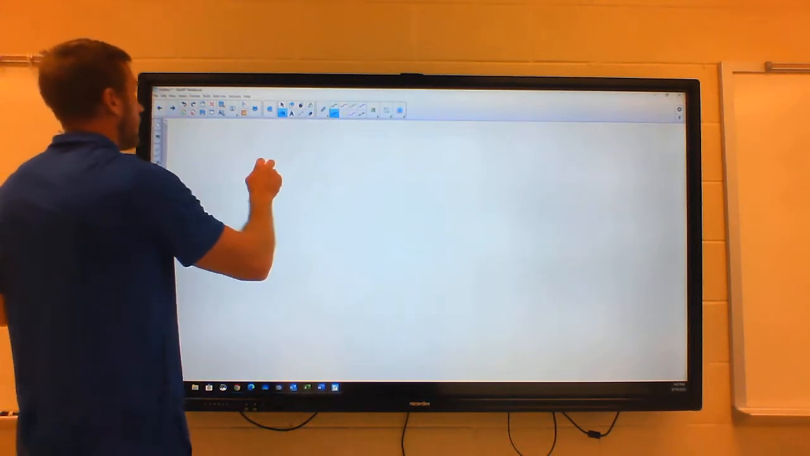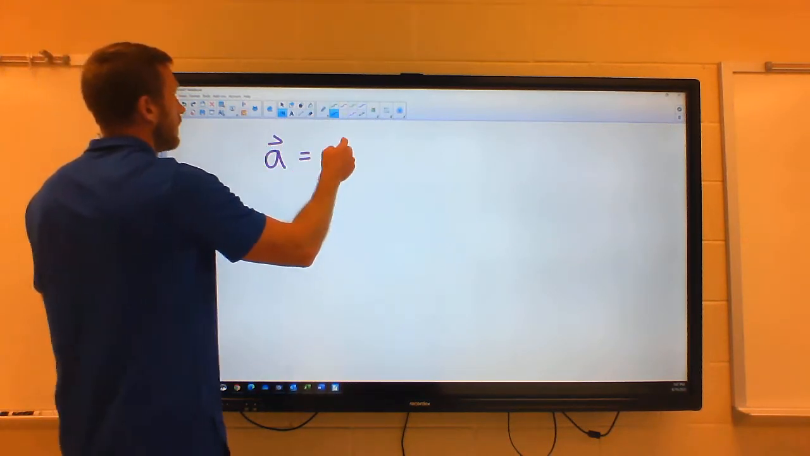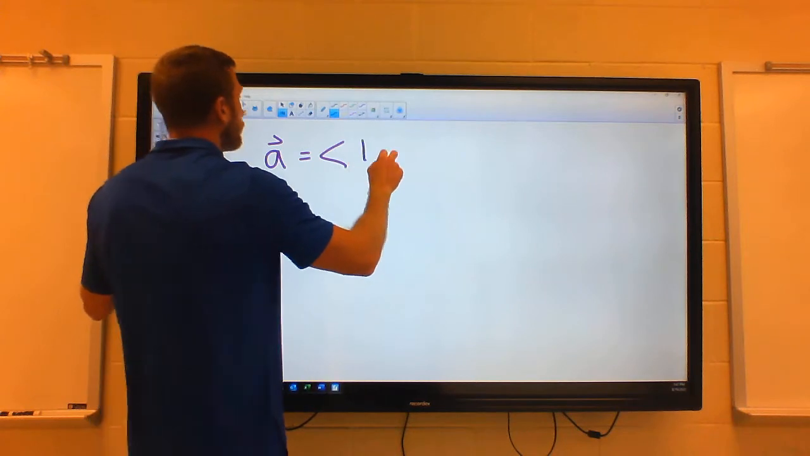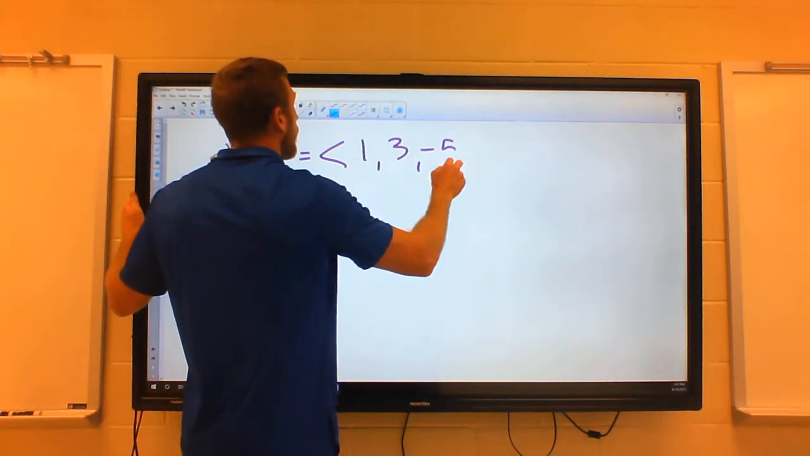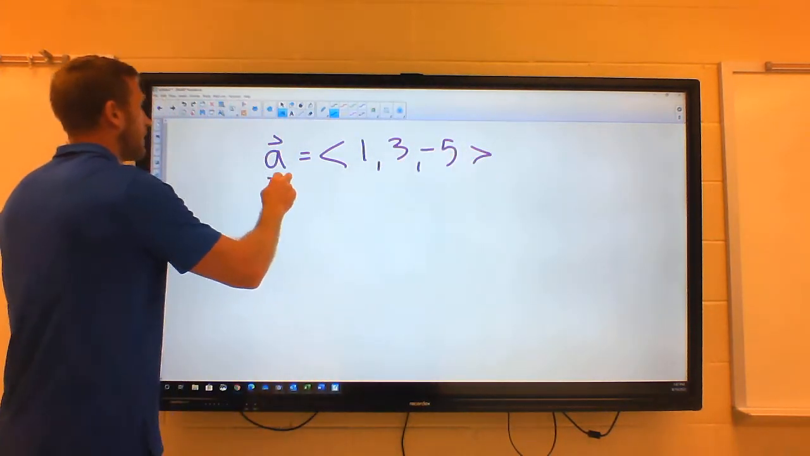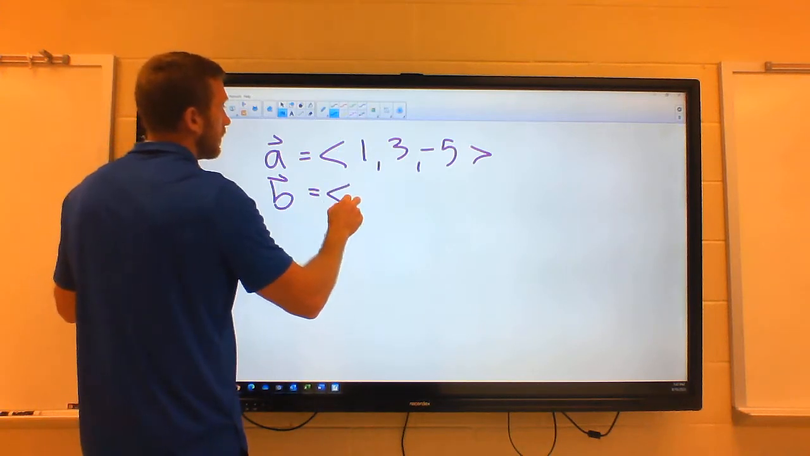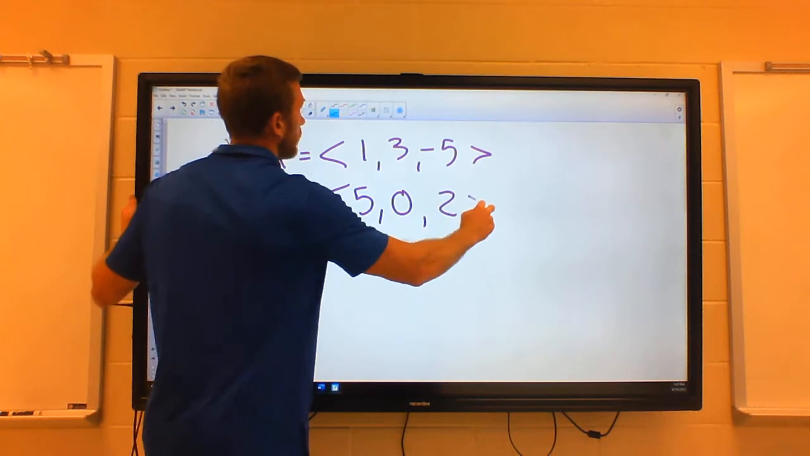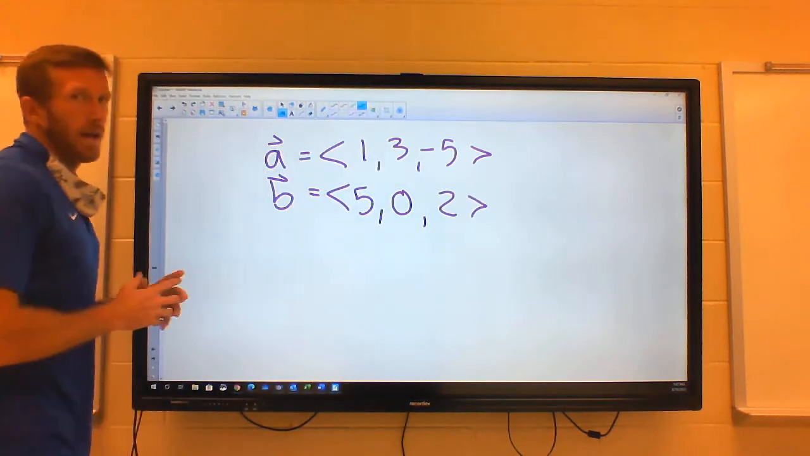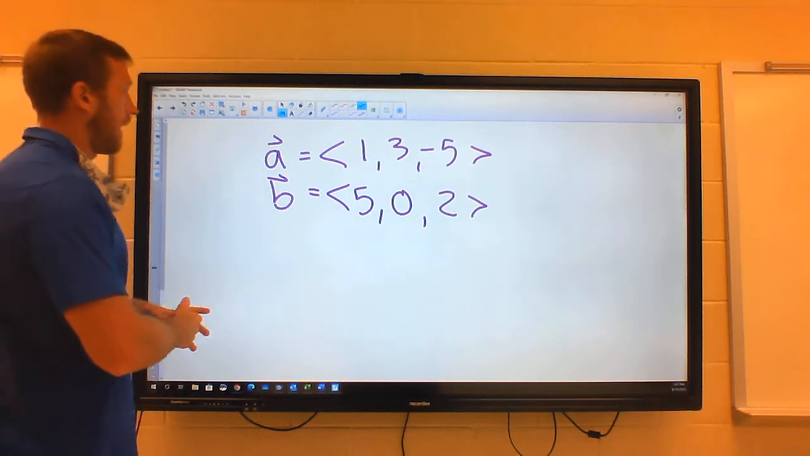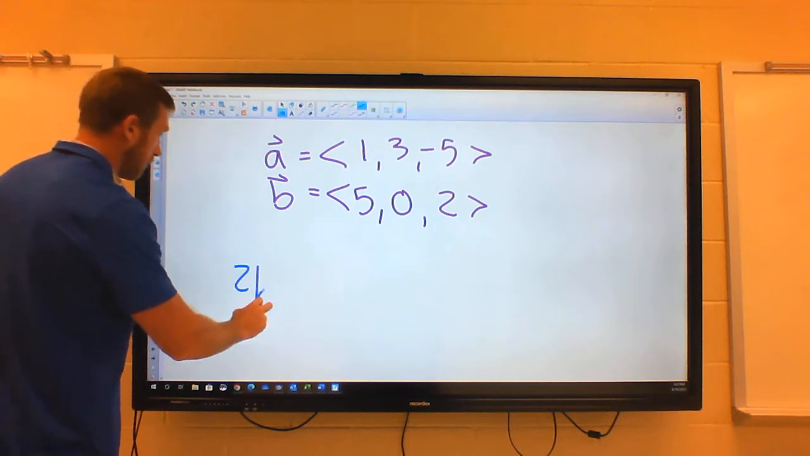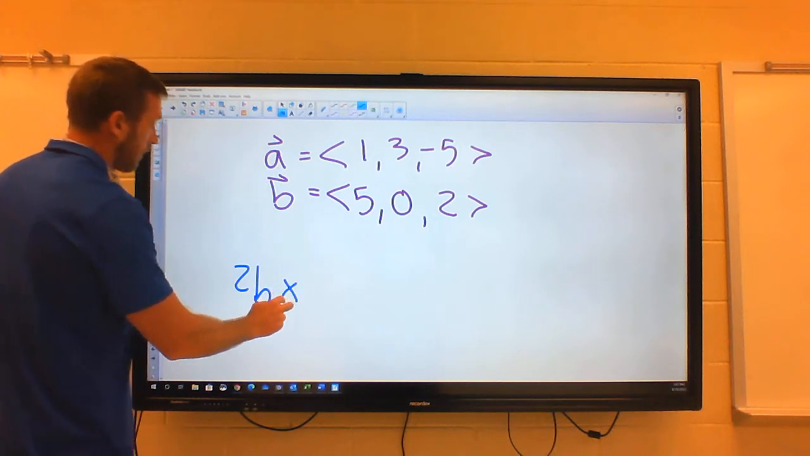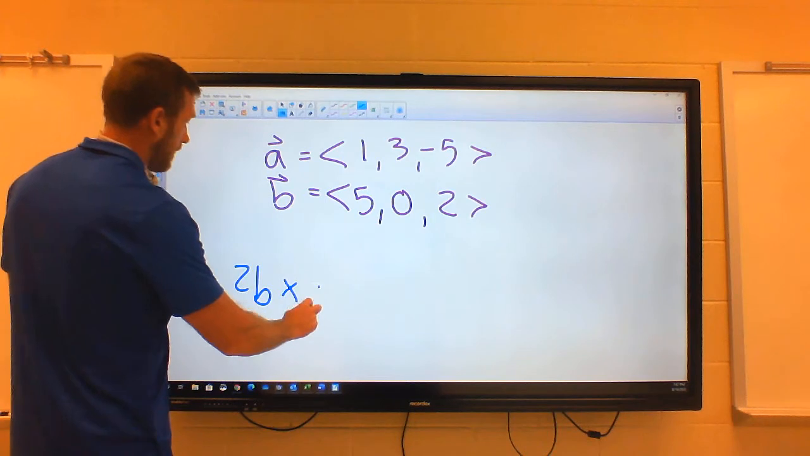All right, let's do another one. Vector A is 1, 3, negative 5. Vector B is 5, 0, 2. Go ahead at this time and find 2B crossed with A.